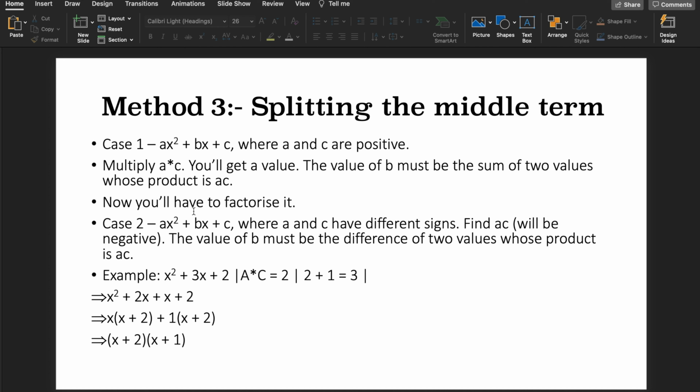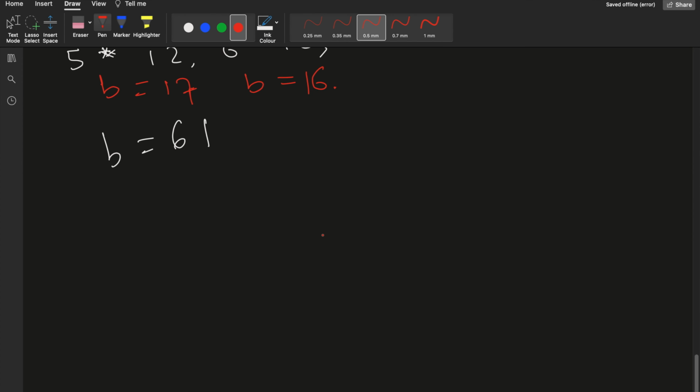So if A and C have different signs, meaning A has a positive sign and C has a negative sign, we'd use this method. So basically, if AC is negative, we'd use case 2. If AC is positive, we'd use case 1. So here, what I'm trying to say is that the value of B must be the difference of the two values whose product is AC. It's very similar to the other one. We'll just go through examples so it's much more clear.